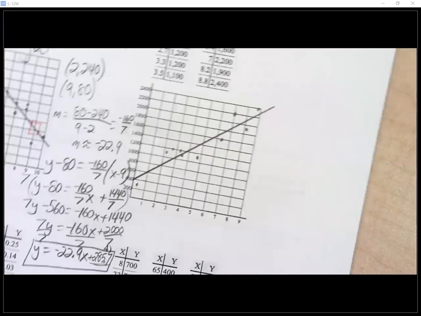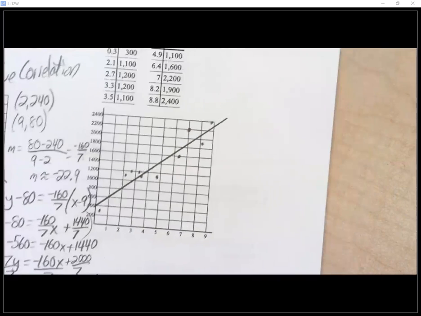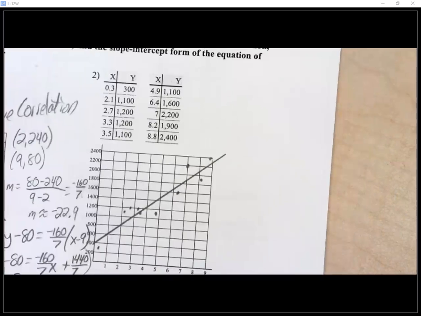And then I'm going to take a minute once I figure out mine. I'm going to pop it into the graphing calculator, and the graphing calculator will tell us what the real one is. So we'll see how close we get.